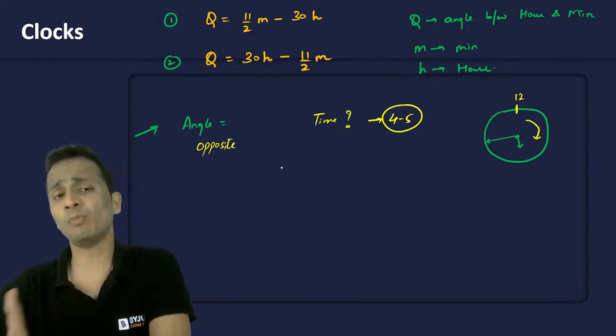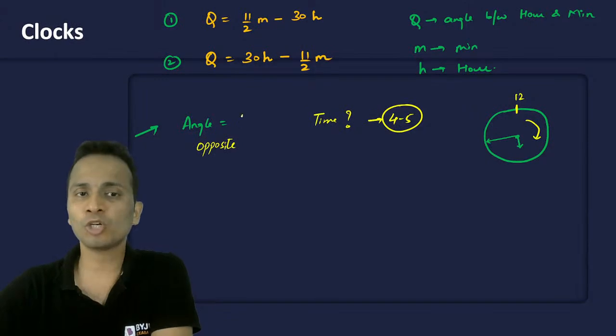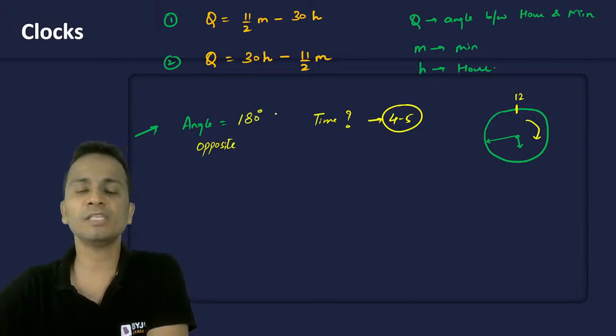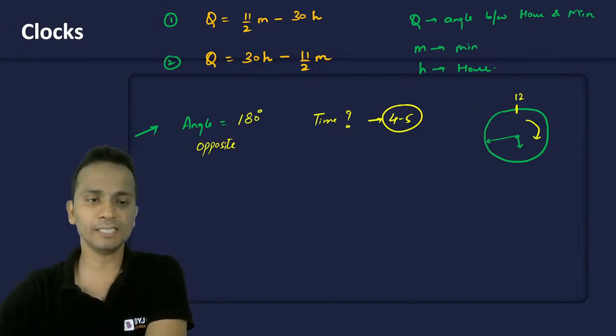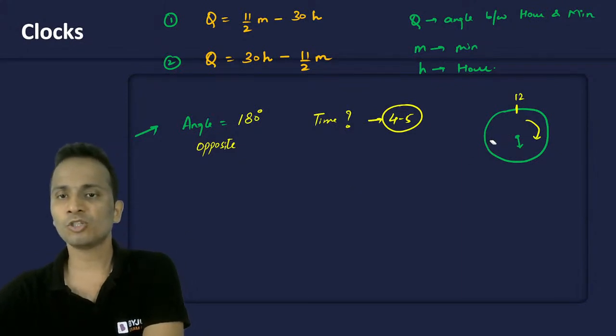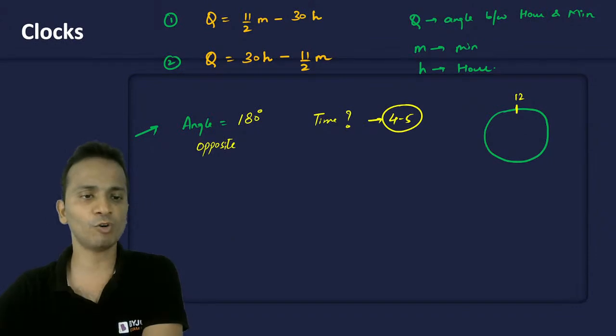अब opposite होने का मतलब क्या है? Opposite होने का मतलब क्या है? The angle between them is 180 degrees. Okay. So now I know the range of time. The time should be between 4 and 5 o'clock.